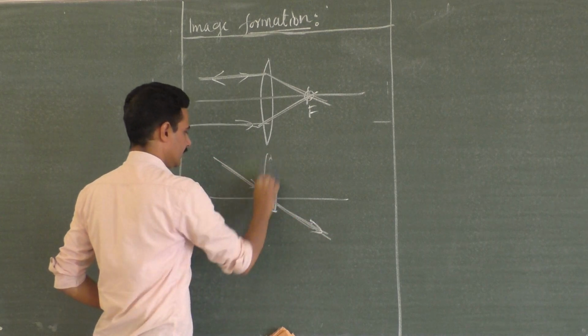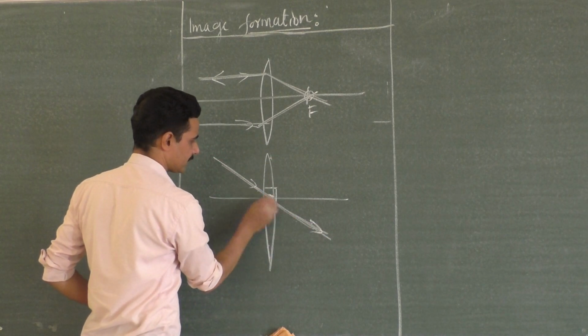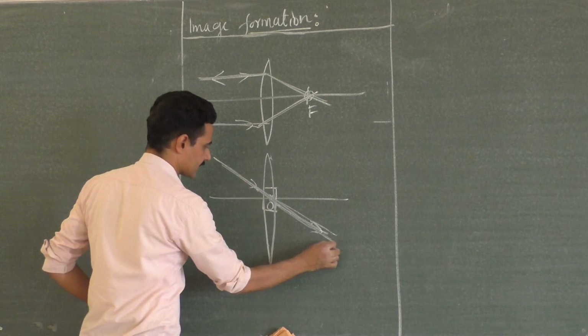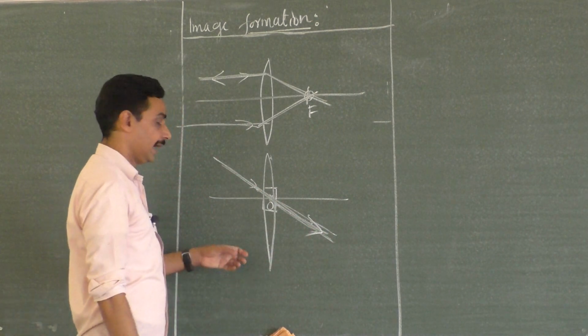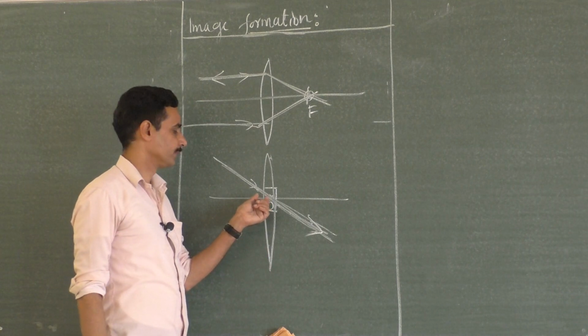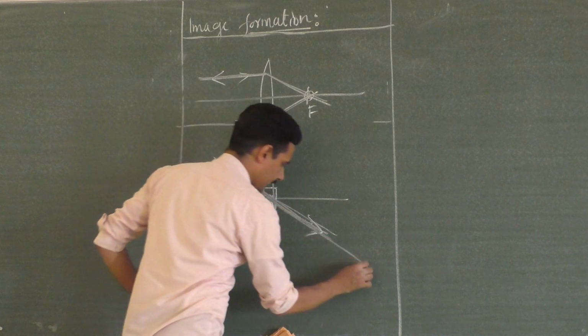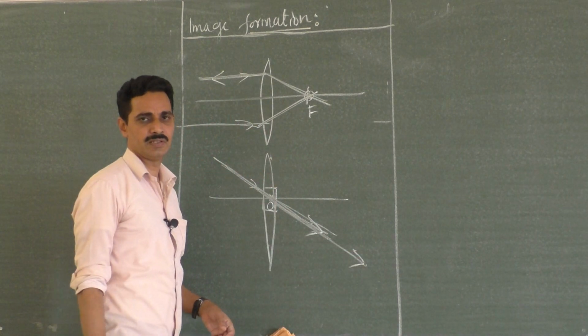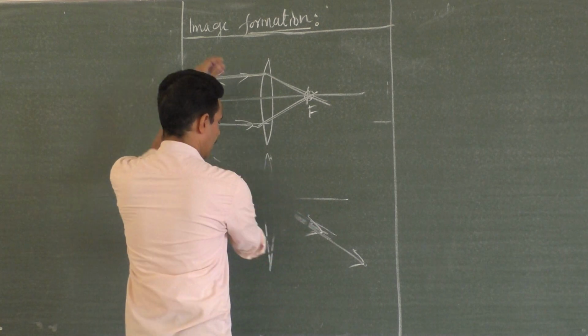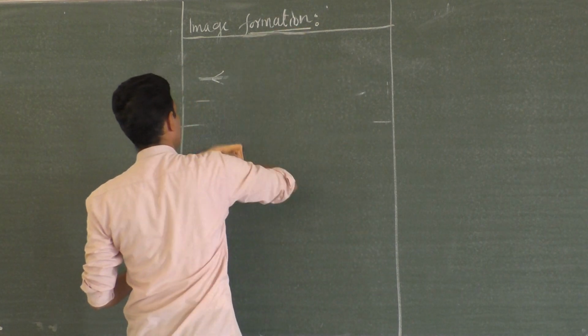you can take this almost straight. It's a very thin lens, and this displacement from the original direction to the final direction is very small. You can take it as almost a straight line. So any ray of light incident on the optic center passes undeviated like this, without any deviation, it moves out. So these are the things we have to consider while forming the image here.